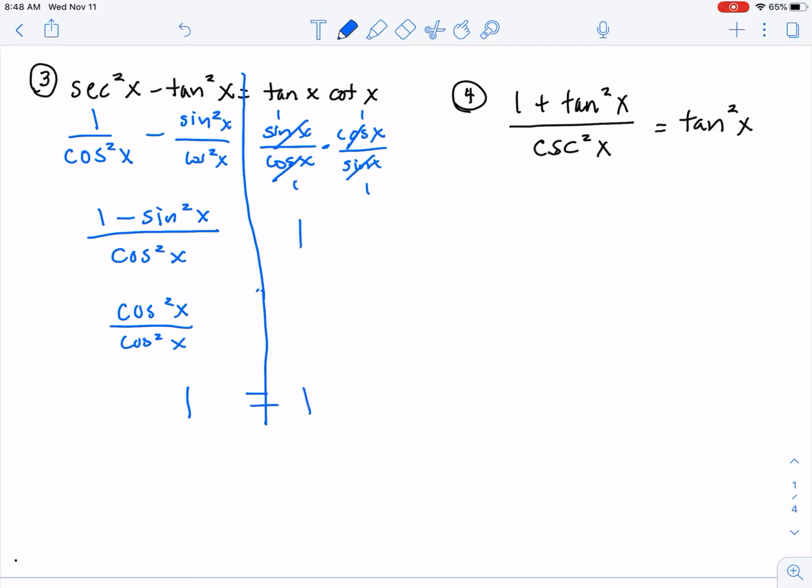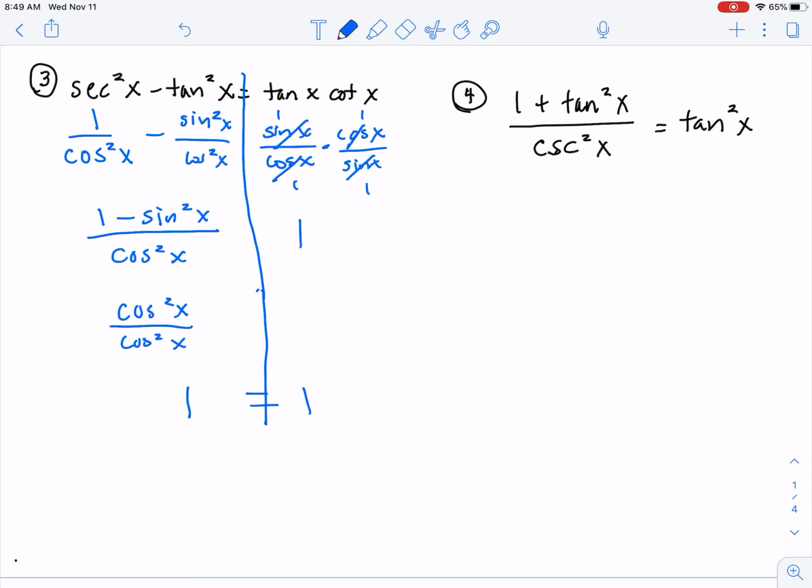So does 1 equal 1? Well, yes, it does. We have proven that identity. Take a look at number 4. 1 plus tangent squared x over cosecant squared x equals tangent squared x.